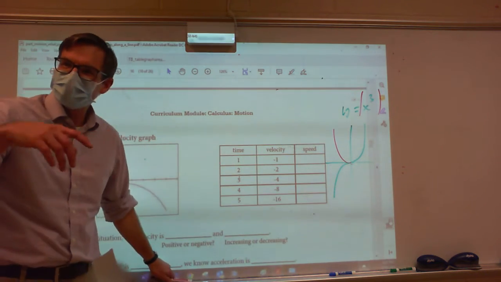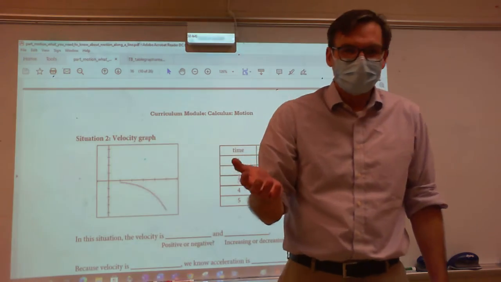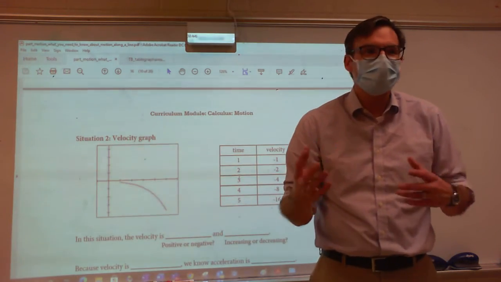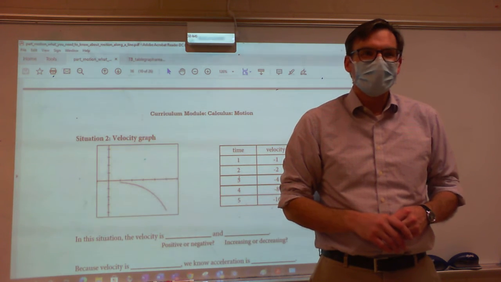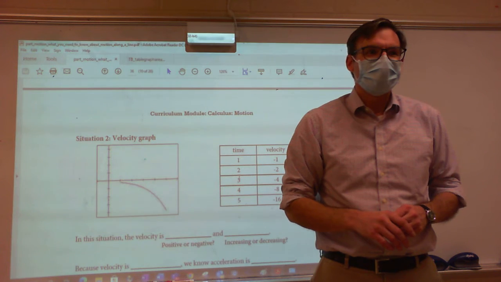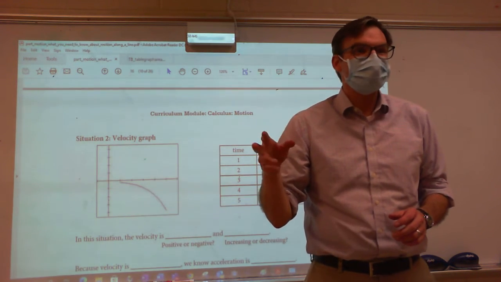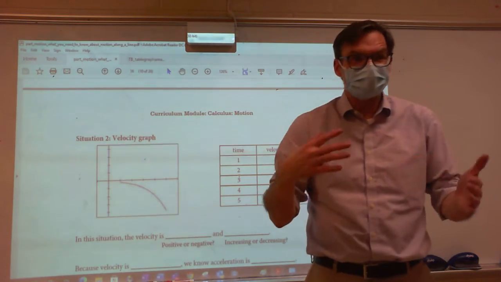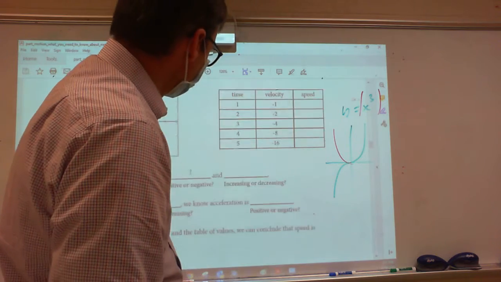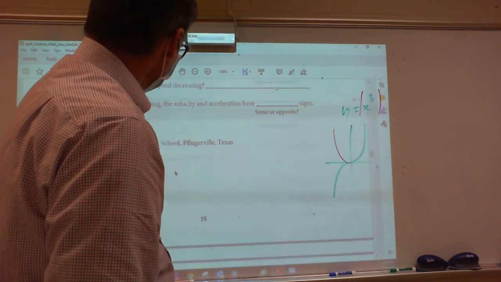You remember when we talked about how you can tell if something's speeding up or slowing down? How do you determine if something's speeding up or slowing down? If velocity and acceleration are doing the same thing. Yeah. If velocity and acceleration are both positive or both negative, then you're speeding up. If they're different signs, then they're slowing down. That's what this whole thing is, and I'm going to skip that because I don't need it. I've got to get to the new stuff.